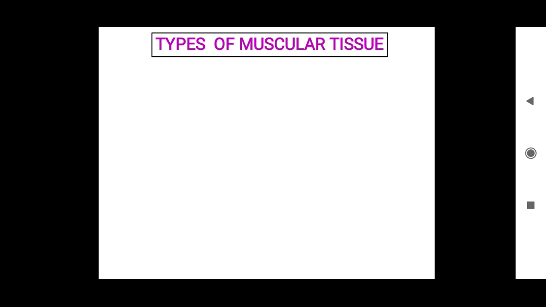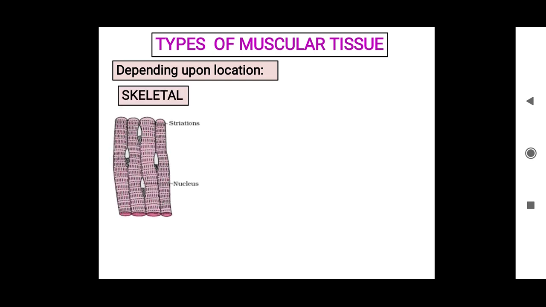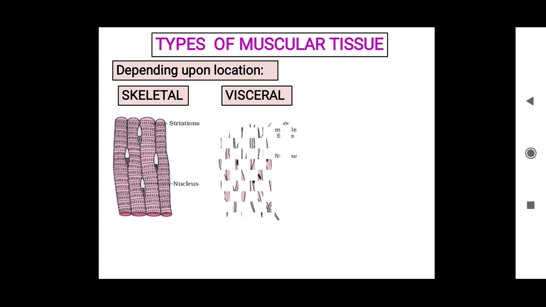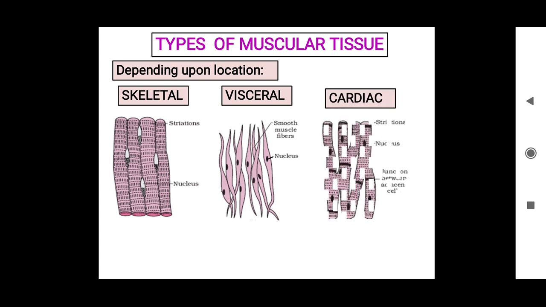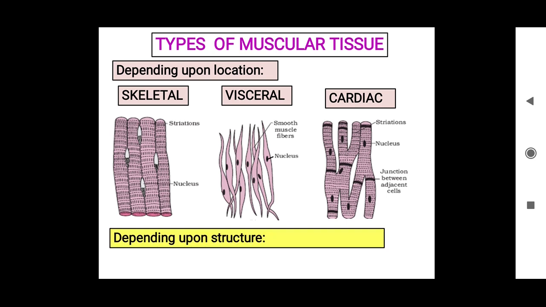Then we come to the types of muscular tissue. Now, depending upon location, they are classified as three types. First is the skeletal muscle. From the name, it is very clear they are found along with bones. Then there are the visceral muscles, which are found in the viscera. Viscera are the internal organs like stomach, intestine. And third are the cardiac muscles. As the name suggests, they are found in the walls of the heart. We will see individually all these later on in the class.